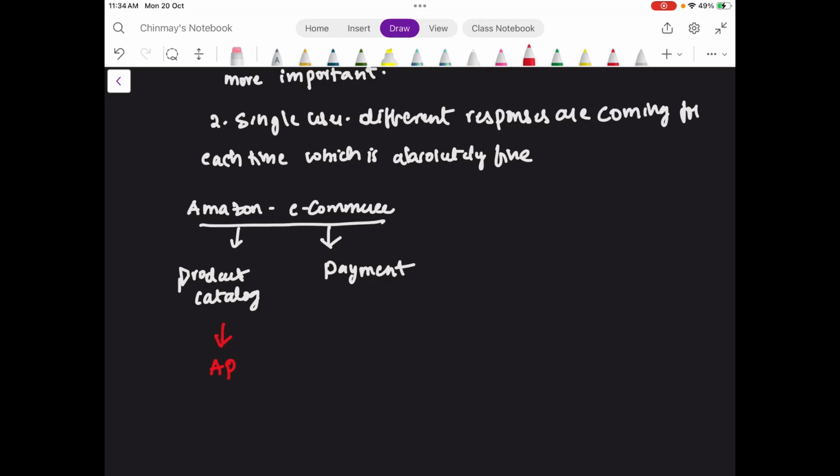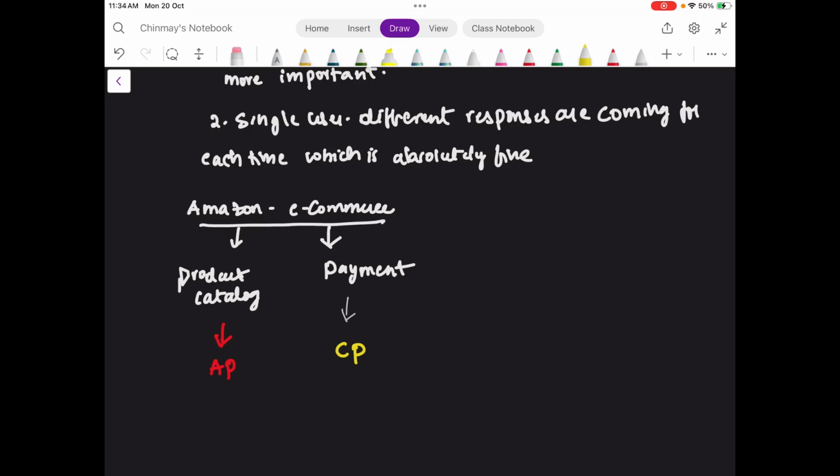But for the payment, it should be the CP systems. Every time, it should show the same response. Whether payment is done, it should be done. Whether payment is declined, it should be declined. There is no ambiguity. Even if the payment server is down, which is absolutely fine, showing a wrong response is absolutely wrong in the case of payment servers. In the Amazon e-commerce website, they are using the AP systems as well as the CP systems, depending upon the functionality.